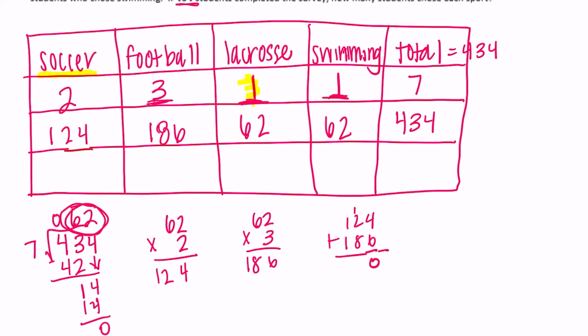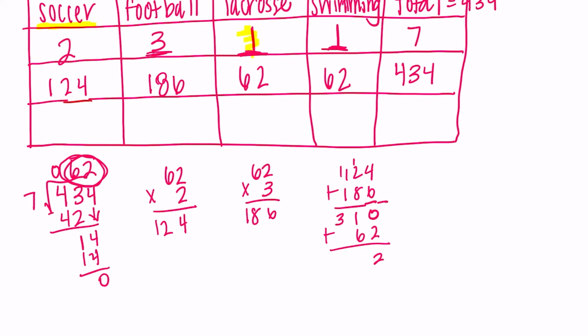2, carry the 1. 1 plus 2 is 3, plus 8 is 11. It's 310, so plus 62. Plus another 62. 7 plus 6 is 13, carry the 1, so 434. Yep, so it all adds up to 434. Okay, so that checks out.